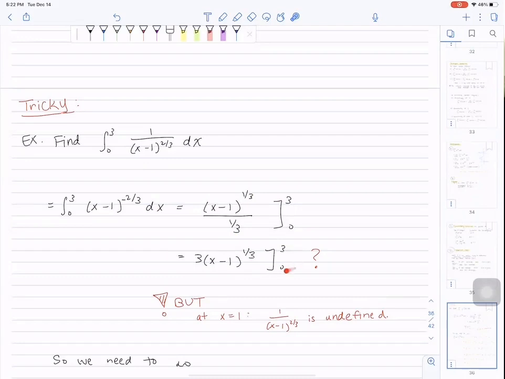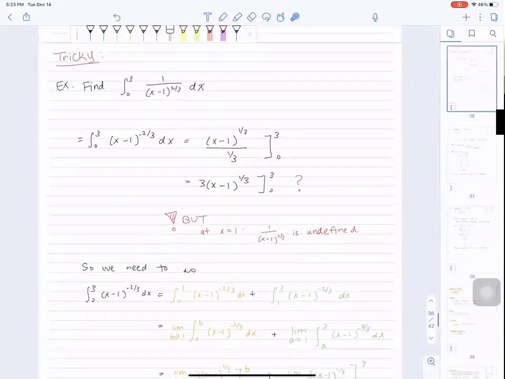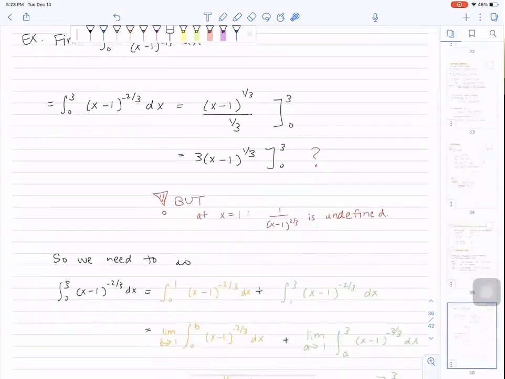And you're like, okay, nice. But it turns out that at x equals 1, if you plugged in x equals 1 here, you'd get 1 over 0. So at x equals 1, our original function is undefined. How can you take an integral when one of the points is undefined? How would you even find that area under the curve? So we have to split this integral into two parts, and the point we split it at is the discontinuity at 1. We're going to do the integral from 0 to 1 of the same function, plus the integral of that function from 1 to 3.